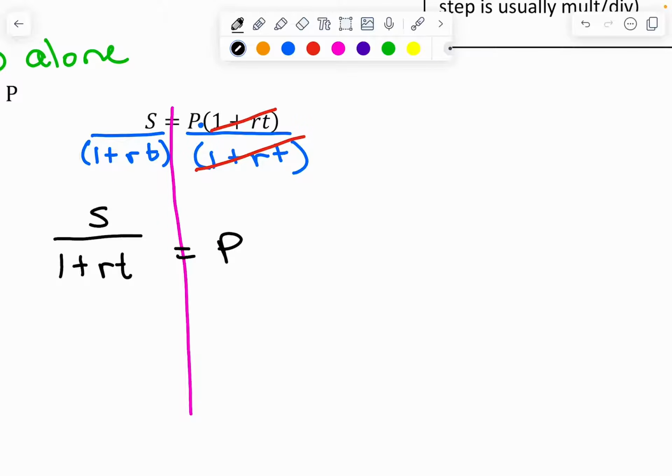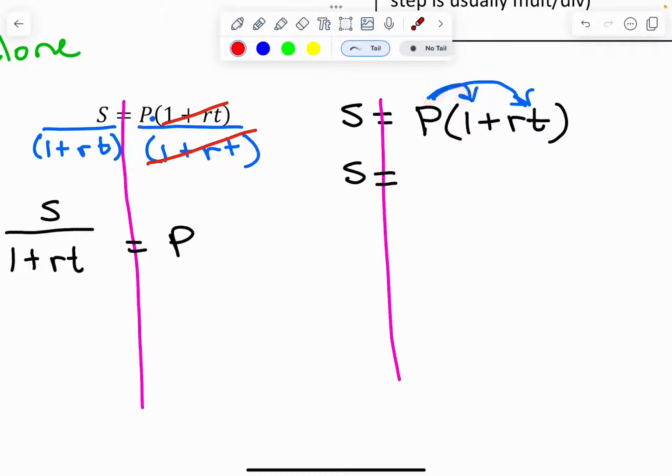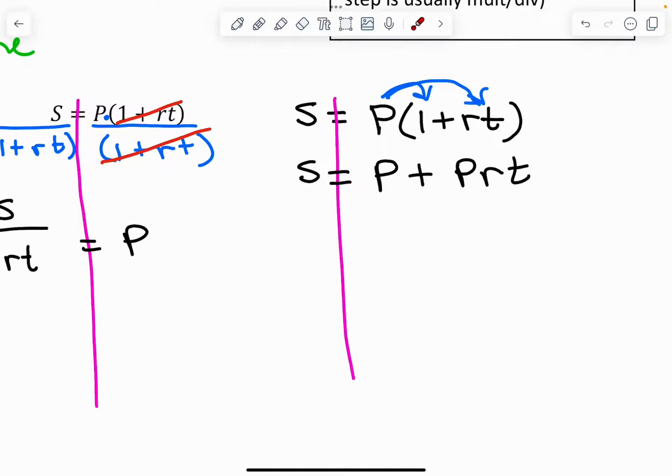Now, I feel like a lot of you would look at this, you would see the parentheses, and you would think, I should distribute here. Right, so the center of our equation, you might look at that and think, I've got to get rid of these parentheses. So here I have S equals P times 1 gives us 1P, and then P times RT gives us PRT.